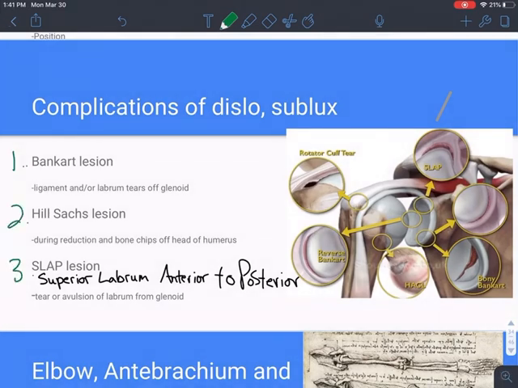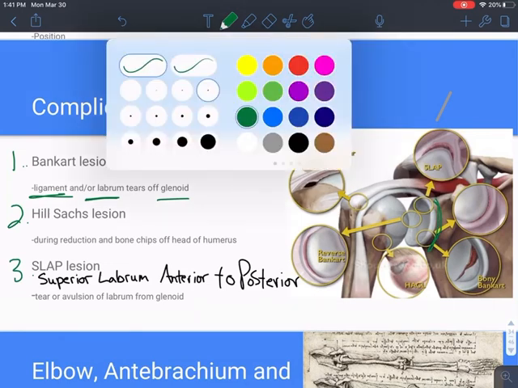So you have a Bankart lesion, which is the ligament and or labrum tears off the glenoid. Okay, so here's the glenoid. Either a ligament on there tears off, or the labrum itself. Sorry, that's not the glenoid. The glenoid is the bone. This white part is the labrum.